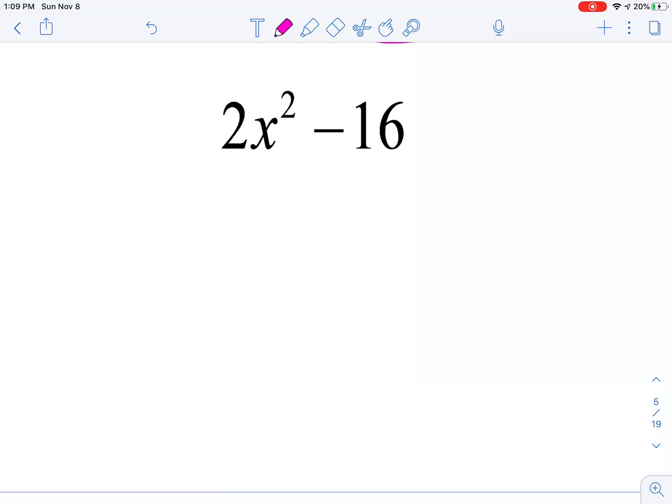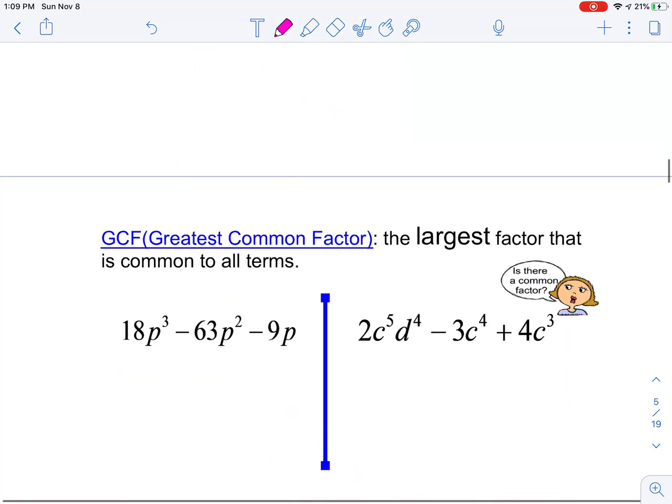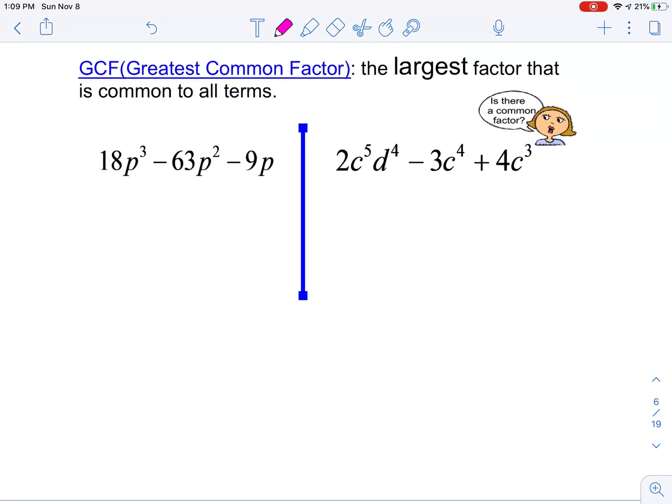But we do recognize that the 2 and the 16 have a common 2. So I can factor out the 2 and get x squared minus 8. Now, if we look at that, we might again be tempted to do the difference of two perfect squares. But by factoring out the 2, we should be able to recognize that 8 is not a perfect square. So although we were able to factor out a GCF, that's as far as we can go. Okay? So greatest common factor is a very important tool in our factoring toolbox.